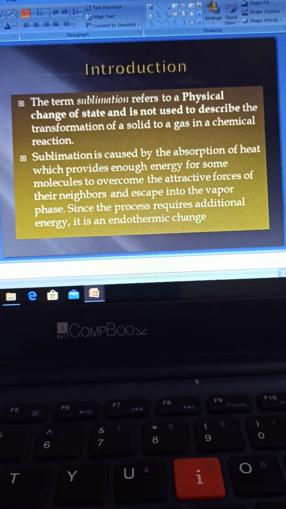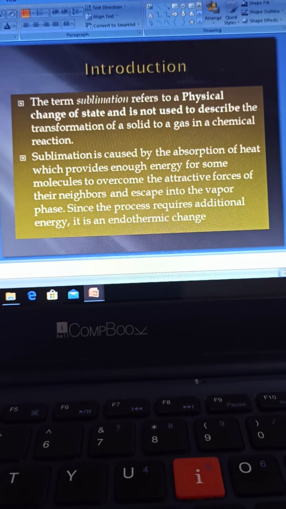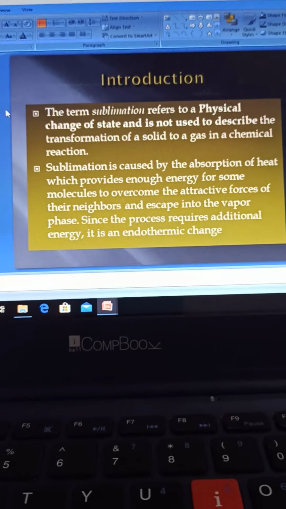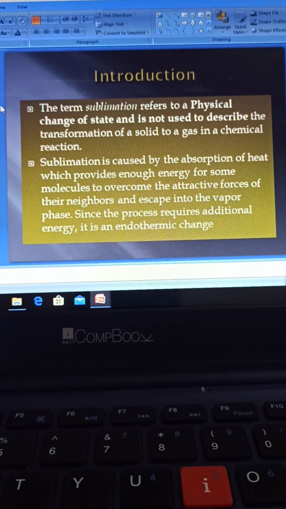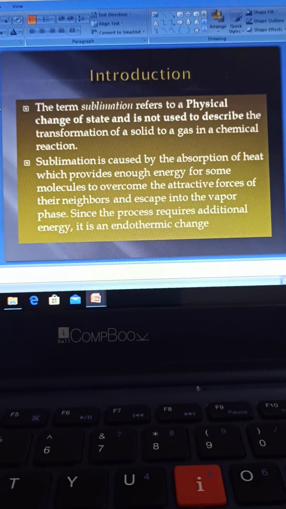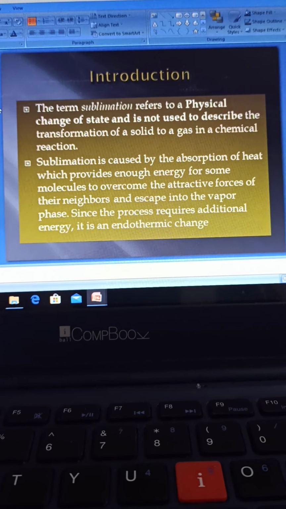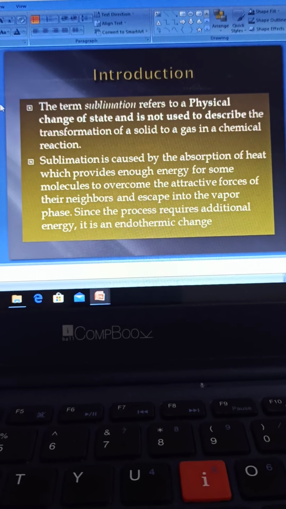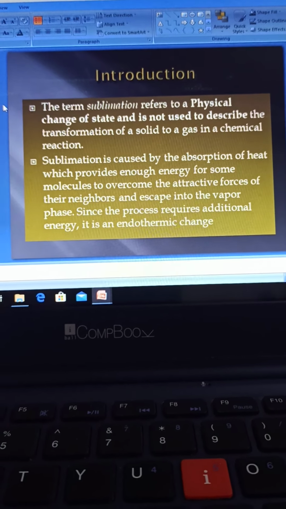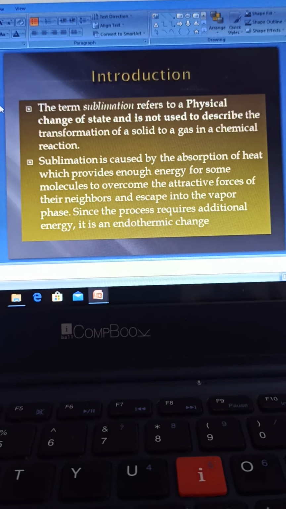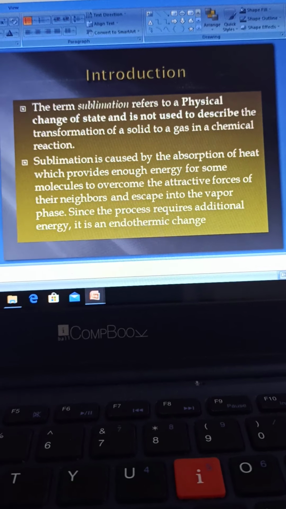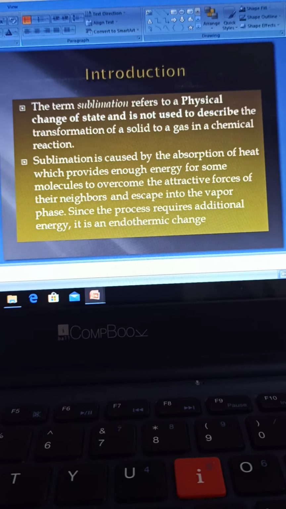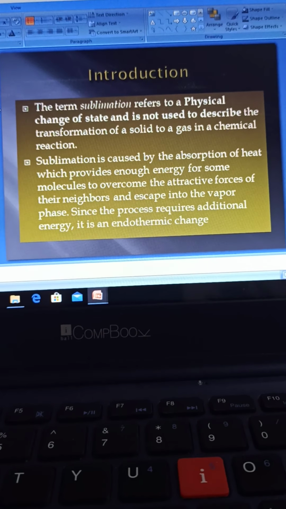The term sublimation refers to a physical change of state, and it is not used to describe the transformation of a solid to gas in a chemical reaction. See children, sublimation is purely a physical change of state. Only the two compounds are going to be physically separated. There will be no change in their chemical formula or chemical composition. Hence in sublimation, simply by getting heat, the two components present in the mixture separate out. So this is not a chemical change, not a chemical reaction.